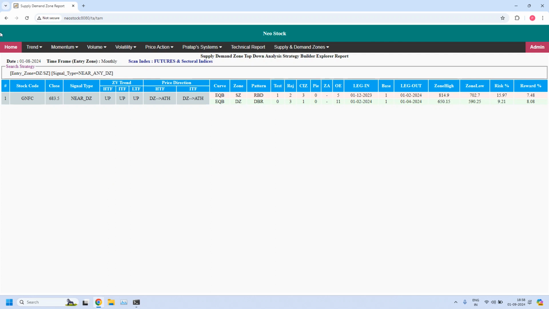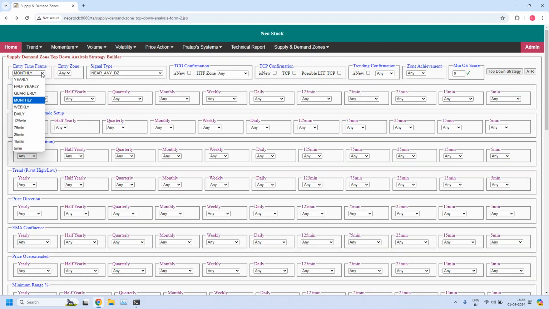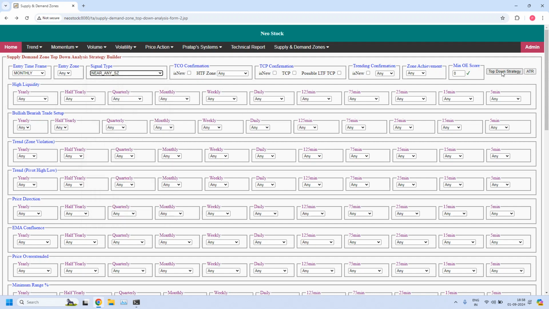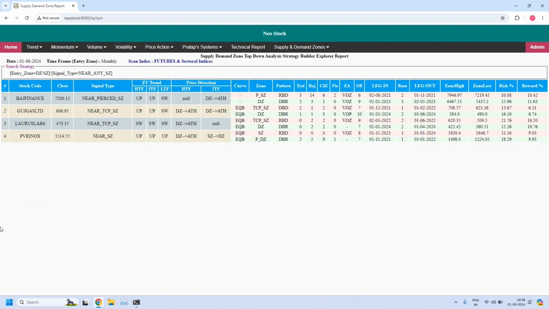Okay, now let's proceed with the next report. For monthly time frame, let us find the stocks near the monthly supply zone. 4 stocks are filtered near to the monthly supply zone.